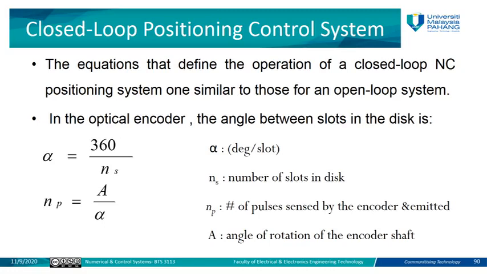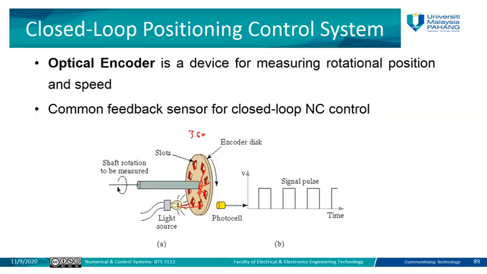MB here is the number of pulses sensed by the encoder emitter on the receiving side. We have a light source here and an encoder with a photocell, which detects the light. If the light passes through the slot, the photocell will receive the light, so it can count that as one pulse generated.